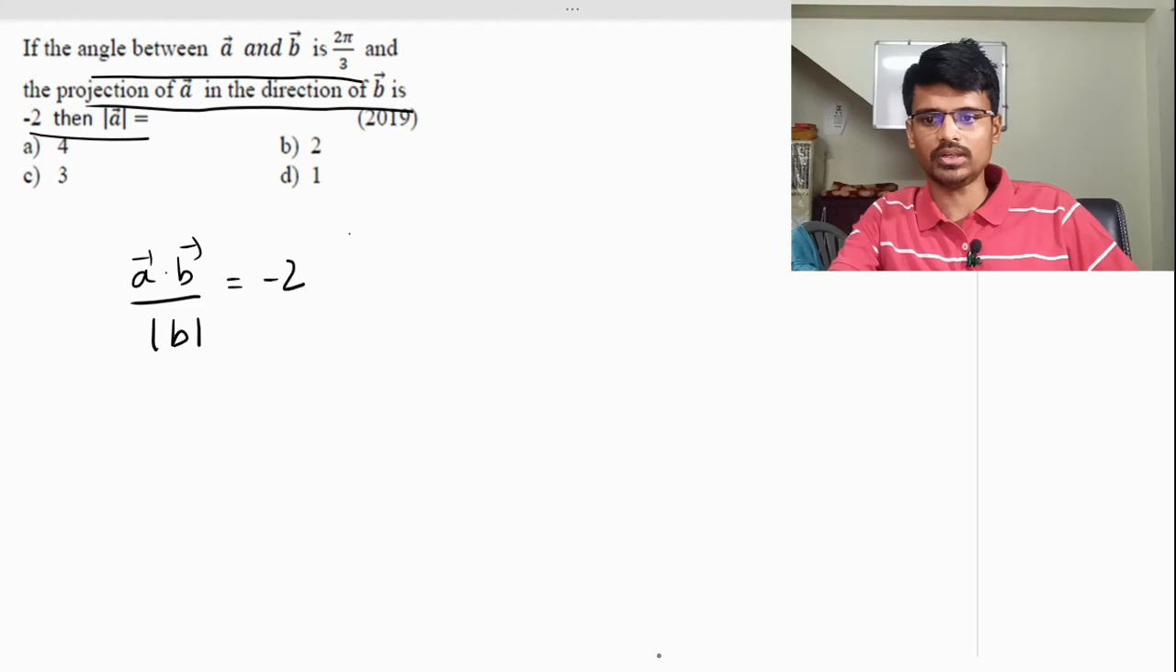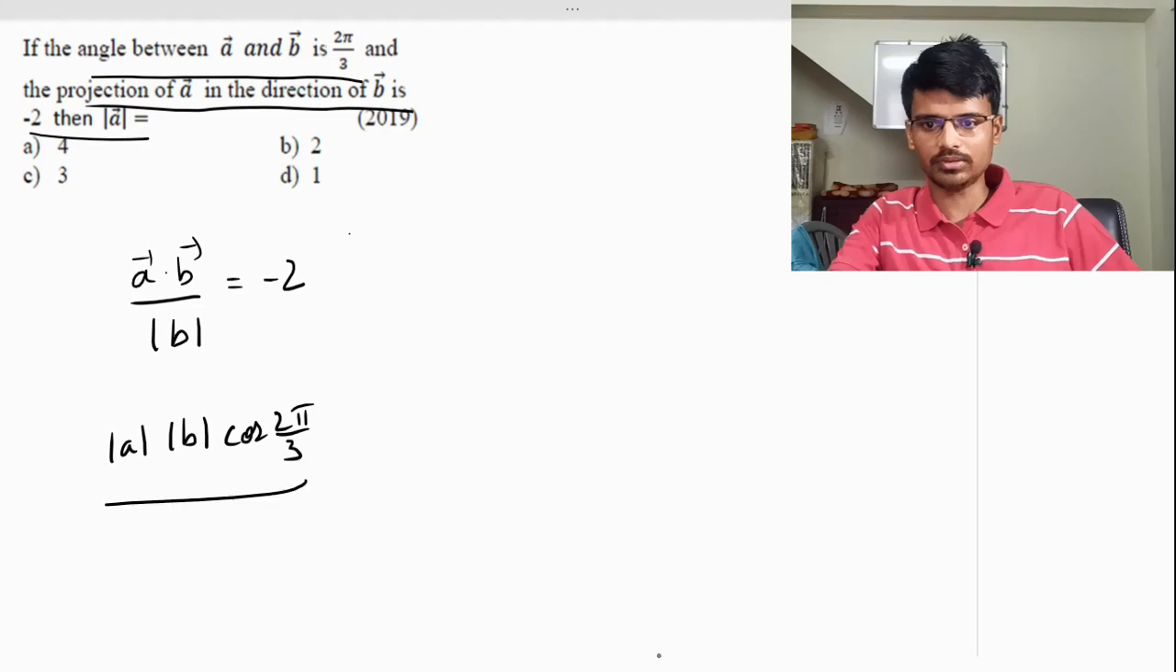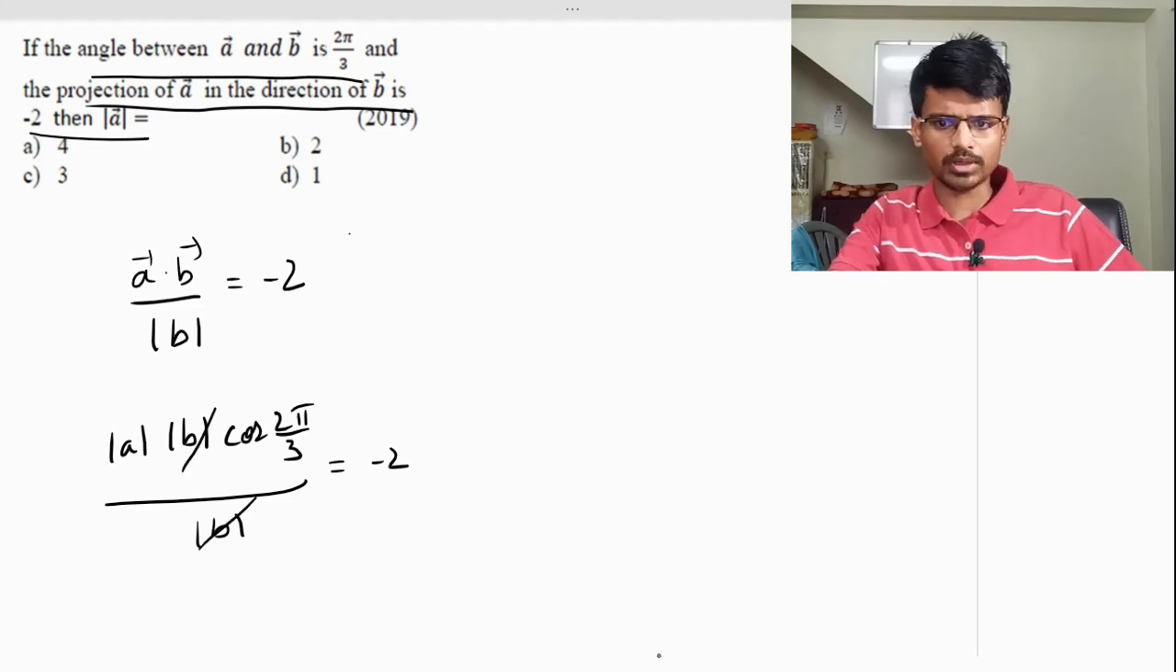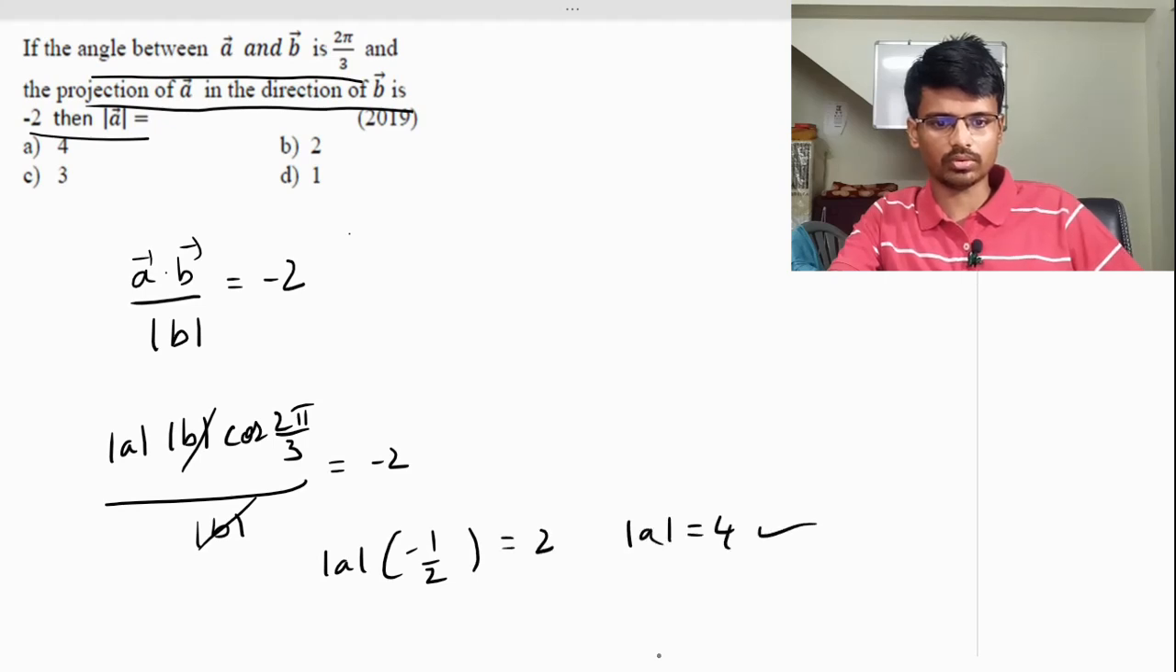So let's substitute this and check. The dot product can be expanded like this, right? Cos 2 pi by 3, so my magnitude of B gets cancelled. Cos 2 pi by 3 is nothing but cos 120. Cos 120 is minus 1 by 2. So what is the magnitude of vector A? It is 4, right? Option A is my correct answer.